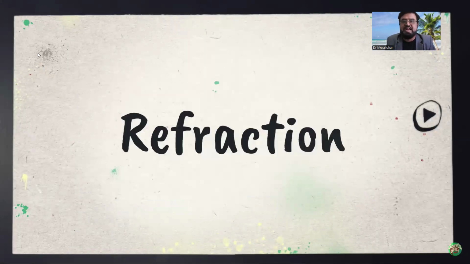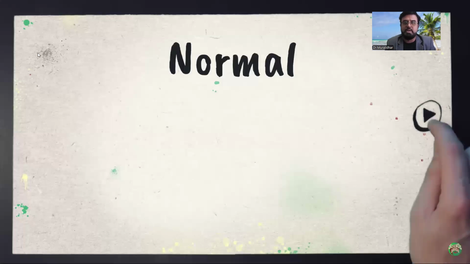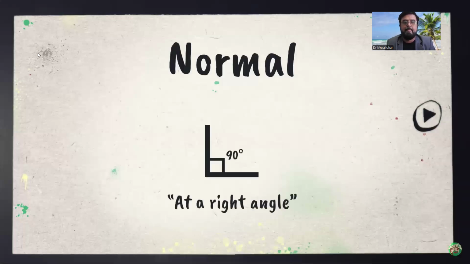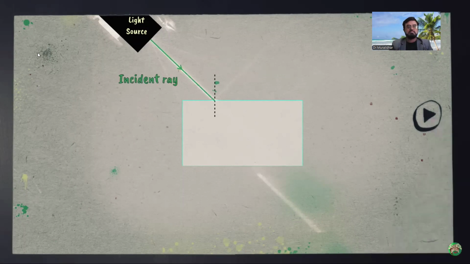Let's consider some of the details of what we're observing. First, you need to understand the word normal. Normal is a word that comes from Latin meaning at a right angle. The normal is an imaginary line at a right angle to a surface. Looking at the ray box setup, here you can see the normal drawn at a right angle to the surface of the plastic block. And when we talk about angles of reflection and refraction, we describe them relative to this line. Here, the ray, known as the incident ray, reaches the plastic block at 45 degrees from the normal.